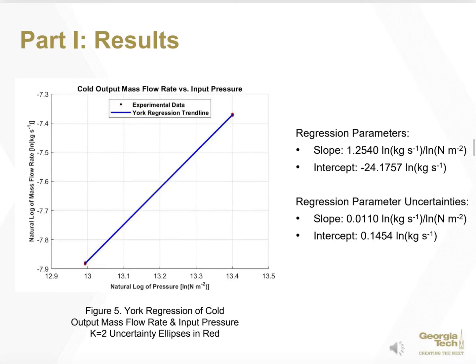Here we have performed linearized York regression to determine that the cold output mass flow rate increases with increased input pressure, as shown in the plot. The red uncertainty ellipses suggest there is very little uncertainty, which is also suggested by the very small regression parameter uncertainties.